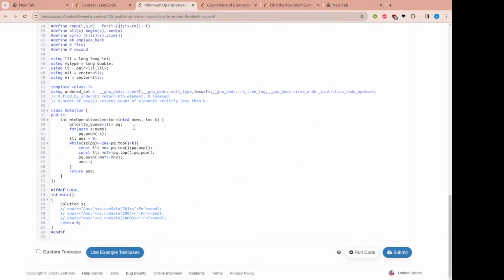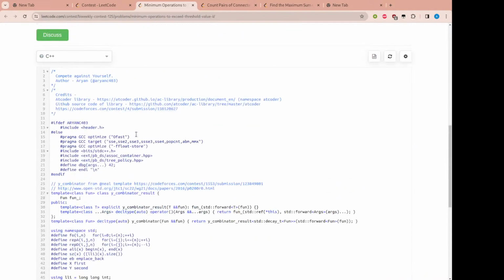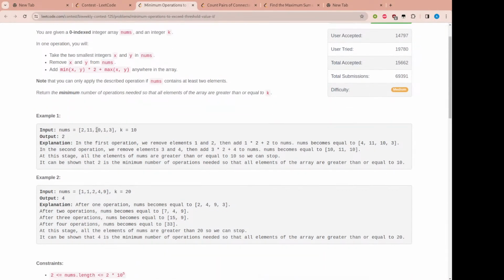If I jump onto my code for this one, the default priority queue in C++ is a max priority queue. So to get the minimum element, I multiplied all the elements by -1. For example, if -1, -3, -2, -11 and -10 are there, then the maximum value among these is -1. And if you look at its absolute value, that 1 is the minimum value.